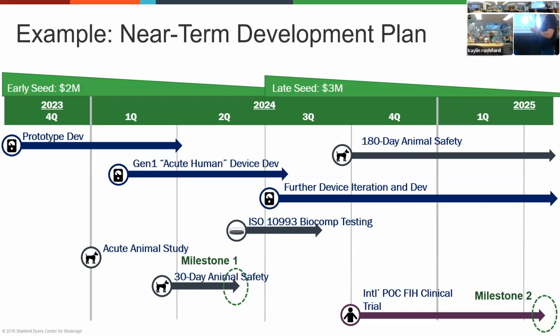So there's a longer term animal study, and then most importantly, for the next rounds investors and for your own proof that the device is working and that you're on the right track with the design, you do your first in human trial outside the US and then hit that second milestone, which is going to be what you use to raise the Series A.